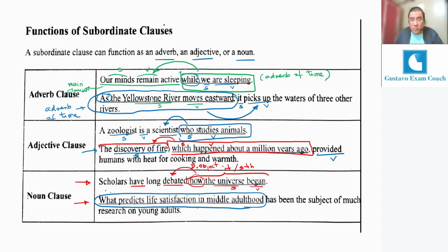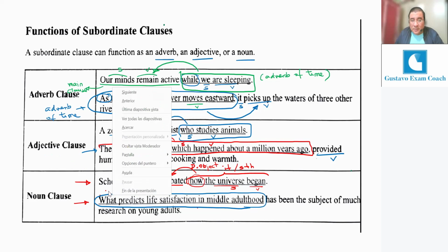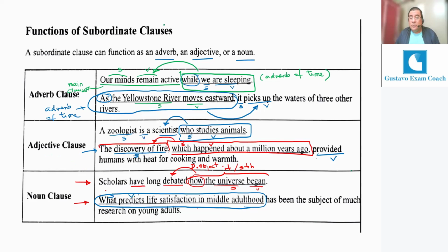Here we can see what works as a subject of the clause, predicts works as a conjugated verb, and we have the whole thing being the subject of the independent clause, has been the subject of much research on young adults. So we see subordinate noun clauses work as nouns. They could be direct objects, they could be subjects within an independent clause. And because of that, they are embedded in the independent clauses. So now we're seeing the examples of the functions of these subordinate clauses.